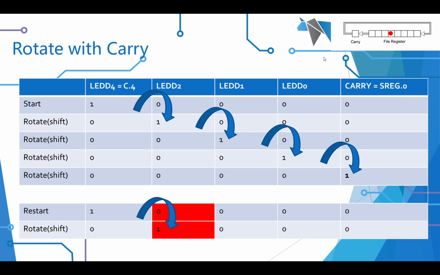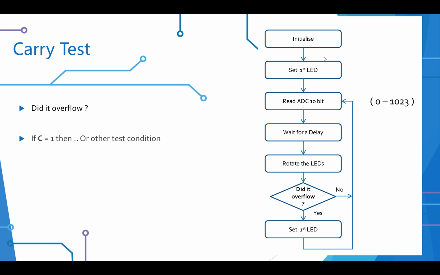So we can use carry or C in GCBASIC, and C is consistent across the PICs, the LGTs, and the AVRs. So use C rather than, for those who might know it, it might be called status register, status reg.0, lots of different names for it, but GCBASIC uses C to keep it portable. Because if the carry did overflow, or C equals 1, then we can restart the process.